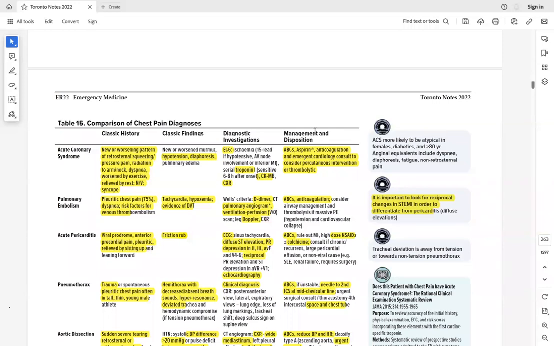And what is the management in the ED? First, we'll do ABC. We will give the patient aspirin, and after aspirin, we have to give anticoagulants. After anticoagulant, emergent cardiology consultation. If the patient has MI, depending upon the time, if less than 90 minutes, 120 minutes, we will proceed to PCI. If any contraindication or PCI is not present, we will move to thrombolytics.